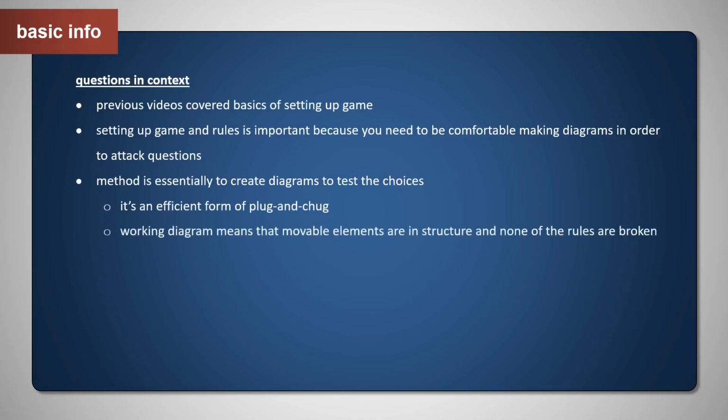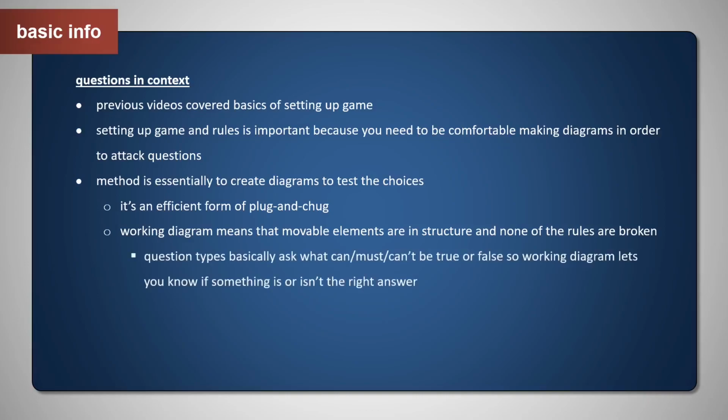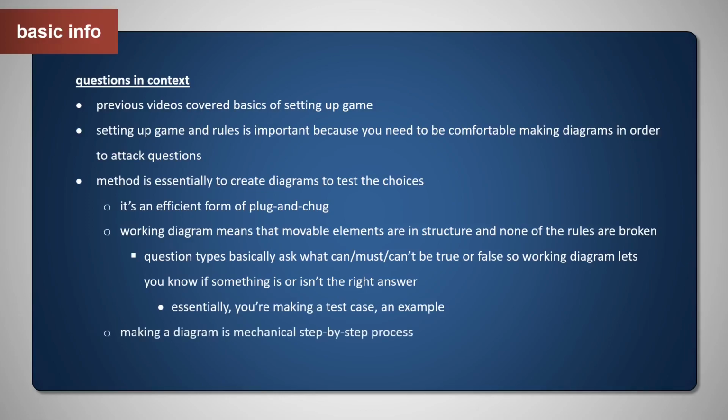Now, if there's a working diagram, that means that the movable elements are in the structure and none of the rules are broken. And the question types basically ask you what can or must or cannot be true or false. So can be false, must be false, can be true, must be true, etc. A working diagram lets you know if something is or isn't the right answer. Essentially, you're making a test case or an example. That's what I mean by plug and chug. And making this diagram is a mechanical step-by-step process. That's what we're going to learn in each of the videos. So that's what's going on with respect to making the diagrams to test the choices.